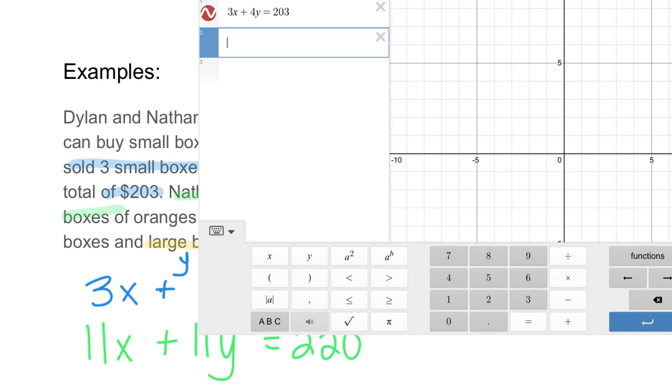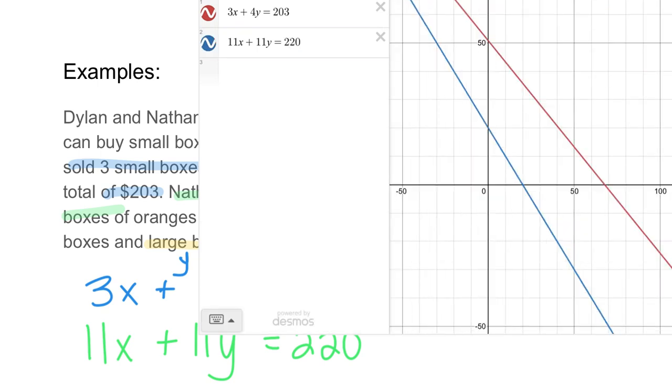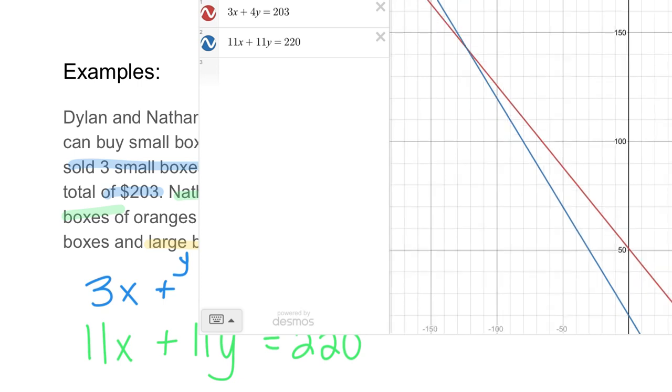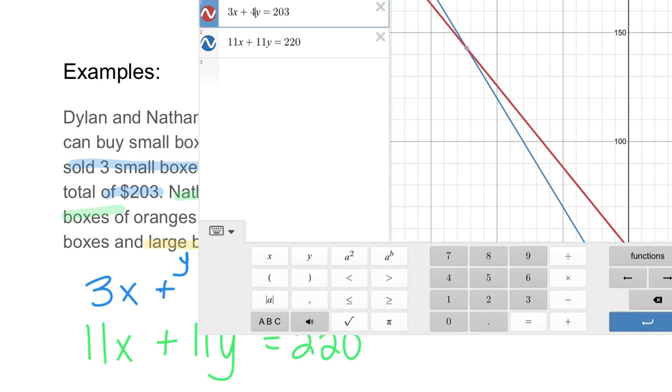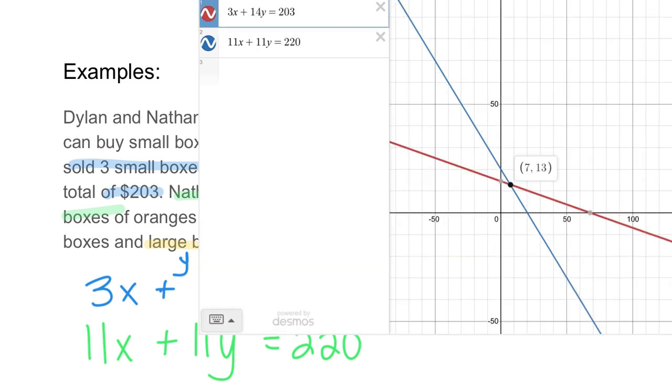And then 11x plus 11y equals 220. All right, so I'm going to find their point of intersection. It's not 4y, it's 14y. Something's wonky about this. Sorry, y'all, 14. There we go. 7, 13. So 7, 13 is my solution.